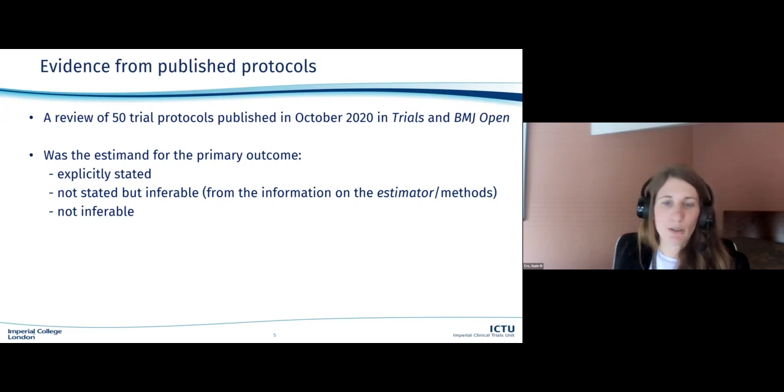Otherwise, if it was not clear how to reconstruct the Estimand based on what was written in the protocol, for example, if the statistical methods section didn't state which patients or data points were to be included in the analysis, then we classed the Estimand as not inferable.